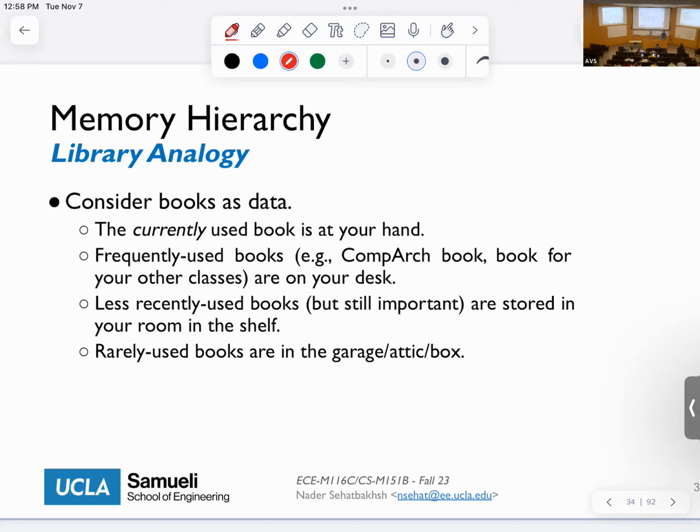Okay, this is kind of the magic of memory hierarchy. Okay, so the rest of this lecture, let's actually talk about how we can achieve this and how we implement this. But the basic idea is just this. Okay, any questions?